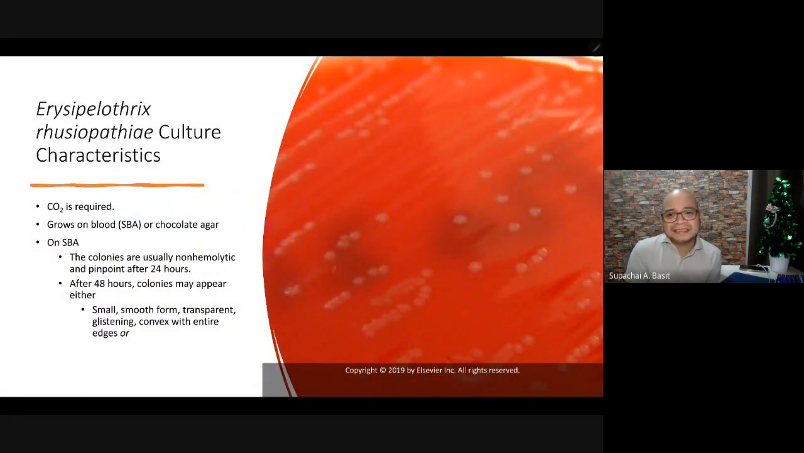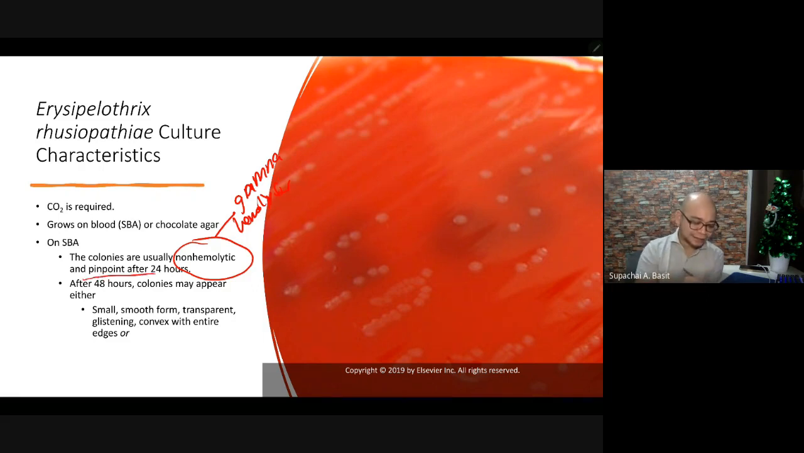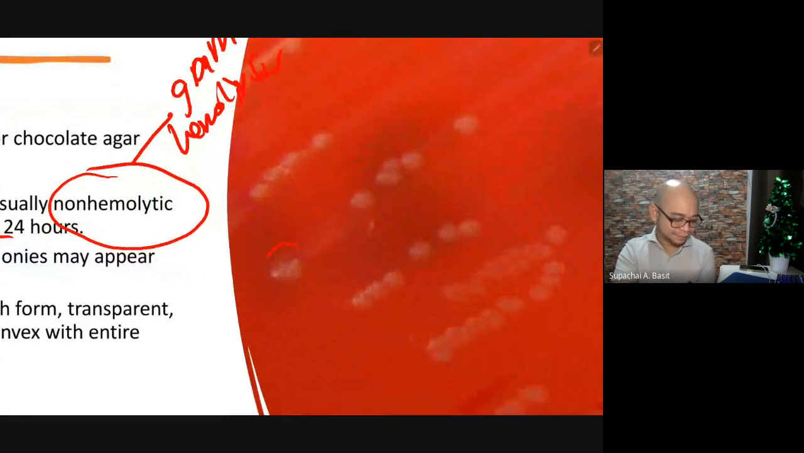For cultural characteristics, CO2 is required, so they can grow on blood agar plate. The colonies are usually non-hemolytic. So when you say non-hemolytic, it means that they are gamma hemolysis, meaning to say there's no hemolysis. After 24 hours, they are pinpoint. But after 48 hours, the colonies may appear smooth, transparent, glistening, convex with entire edges, such as this.